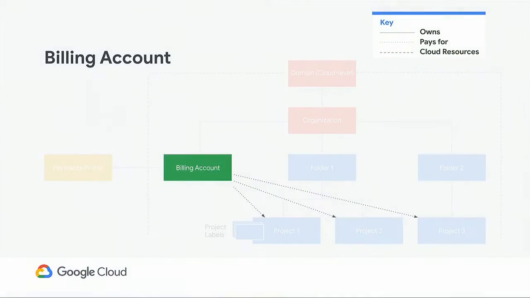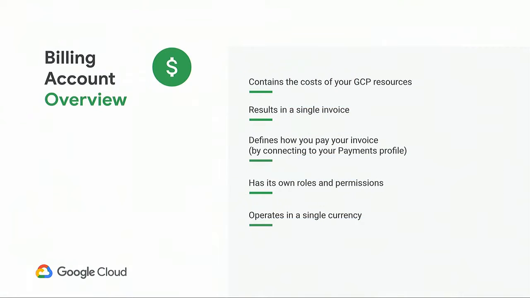All right, billing accounts. So as we said before, the billing account is responsible for containing all of your charges, tracking all of your charges from the usage of your GCP services. And it's all those charges that hit that billing account that ultimately make their way onto your invoice. So there's one invoice for every billing account that you have. The billing account also is responsible for defining how you'll pay for that invoice in combination with the payment profile, which we'll discuss shortly. And like all of the other resources we're talking about, it has its own roles and permissions.